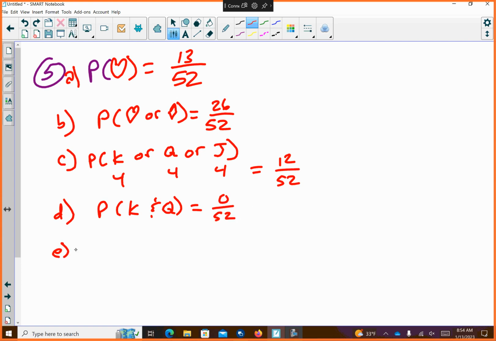Letter E, probability of getting a king and a red. And this is where we will make errors. So let's take care of the reds first. There are 26 red cards in the deck. Of those 26 red cards, 2 of them are kings. So how many kings are left in the deck of cards? Or wait, I take it back. This is king and red. King and red. So how many red kings are there?